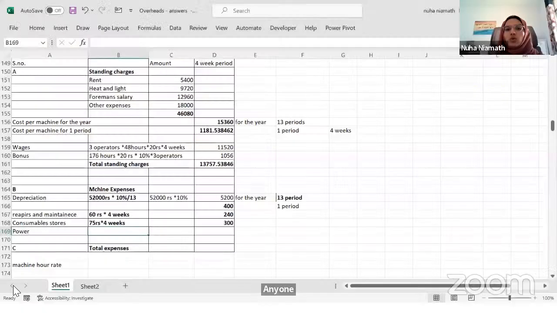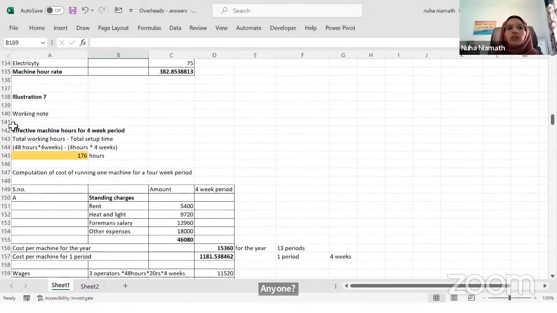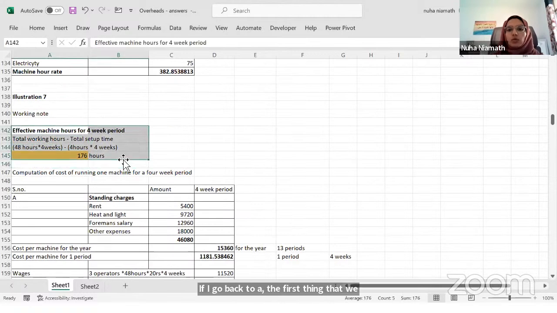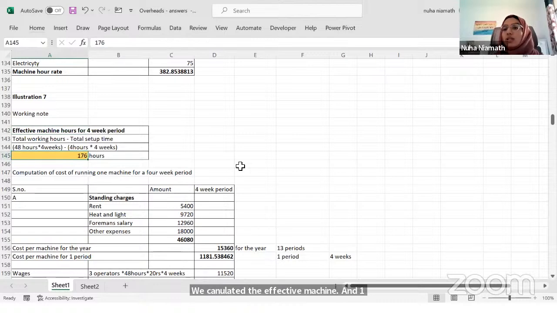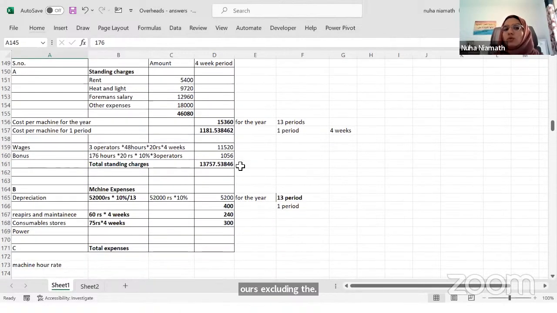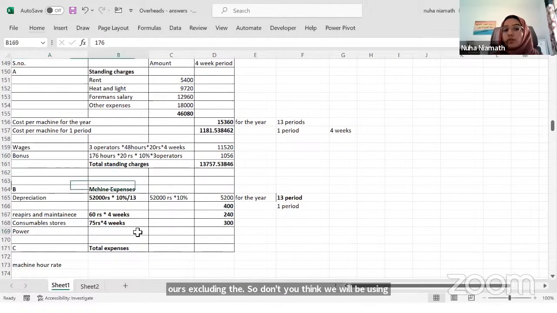Okay. So if I go back to our calculation, the first thing that we did was this working account. We calculated the effective machine hours. And 176 hours is the hours excluding the setup time. So don't you think we will be using 176 hours to calculate the power instead of the total number of hours?